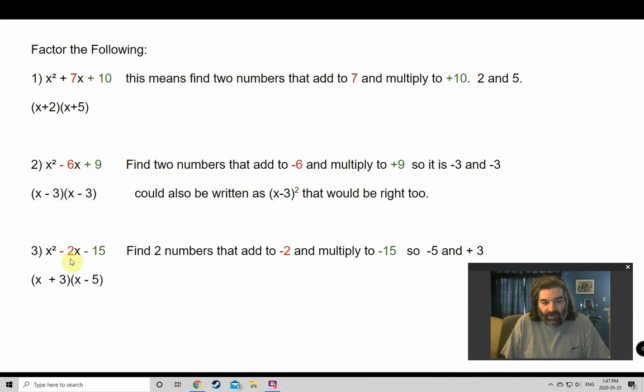With this one, add to minus 2, multiply to minus 15. So what multiplies to minus 15? Well, let's see. 15 and 1, no. It's odd, so it can't be anything. 3 times what is minus 15? Well, 3 times 5 is 15. Okay, well, if I want minus 2, the 5 has got to be the more negative one, right? Because it's got to be negative. The 3 is going to be positive, so minus 5 plus 3 is minus 2. So these are my two numbers. Just plug them in. x plus 3, x minus 5. It could be x minus 5, x plus 3 as well.